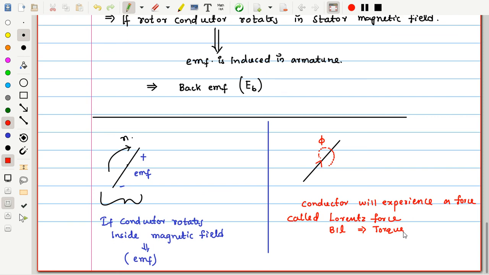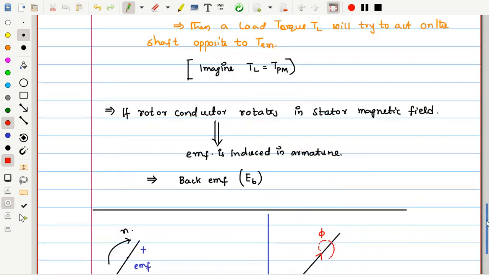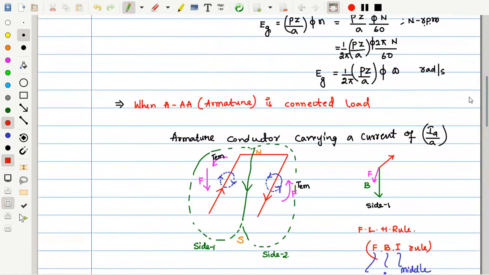Just what I am saying is that if a conductor rotates inside the magnetic field, it induces the EMF. If a current carrying conductor is there, it experiences some force. So now try to see, let us think of the whole generator part. Once the generator is connected with the load, from this point onwards you continue.